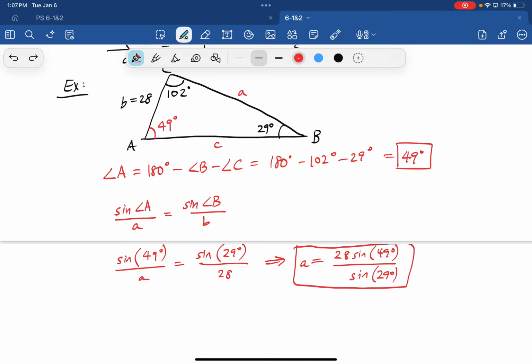Then you would apply the exact same procedure to get side length C. I'll leave that for you to do if you're curious. Are there any questions? Side C, you can find that using law of sines. I just haven't shown it, but it's the same steps. For side C, you would simply write sine angle A over A equals sine angle C over C, or sine B over B equals sine C over C.